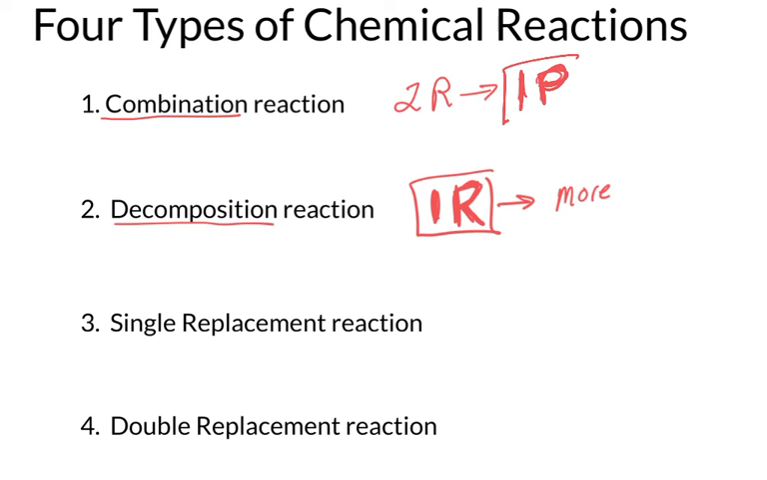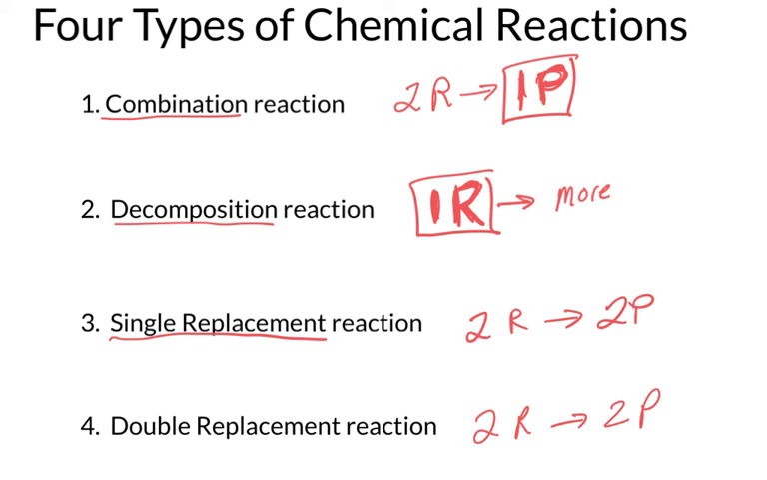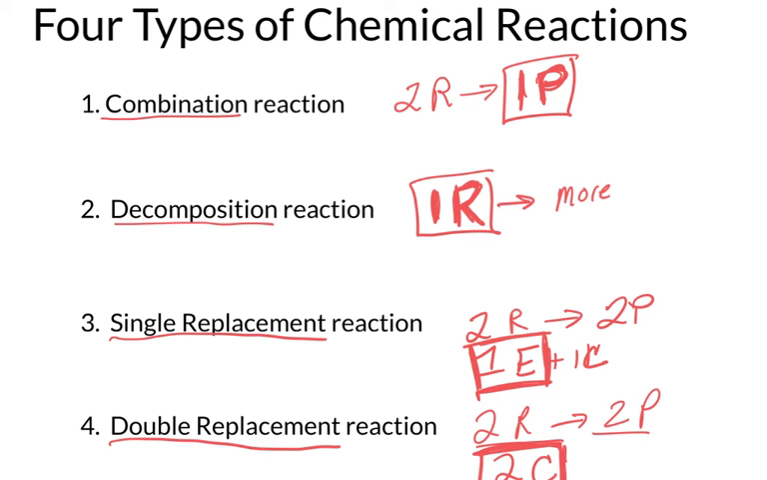And next we look at single replacement and double replacement. Both of these have two reactants and two products. The major difference is in a single replacement reaction, we see that there is one element and one compound. In a double replacement reaction, there are two compounds. So those are our keys.